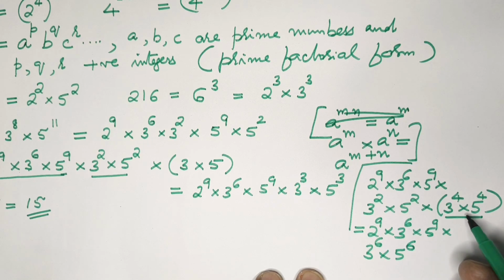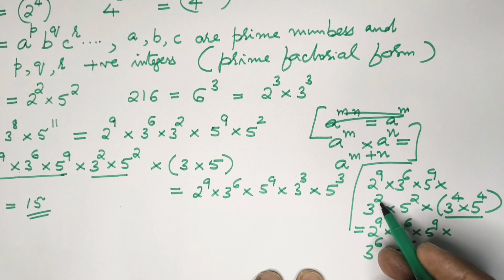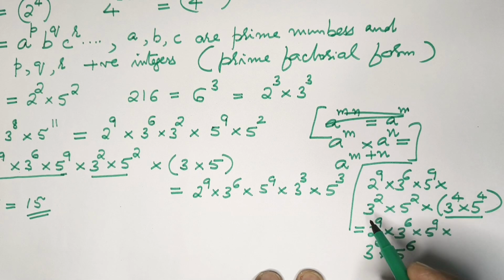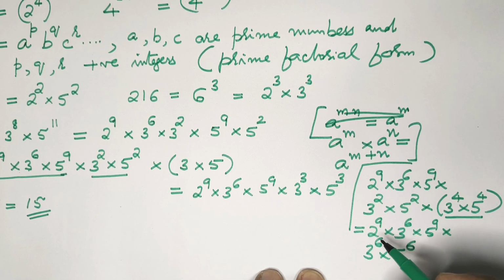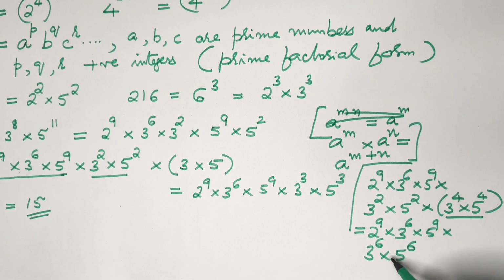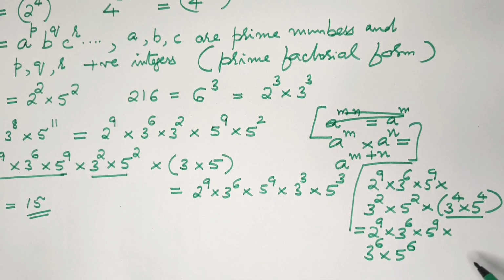When you multiply this by this number, these numbers I'm writing as they are, then 3 squared into 3 to the power of 4 will be 3 to the power of 2 plus 4, which is 6. Similarly, 5 squared multiplied by 5 to the power of 4 will be 5 to the power of 2 plus 4, which will be 5 to the power of 6. So ultimately, you are getting 5 terms with each term having exponent being a multiple of 3. That means this is a perfect cube, and this is the next multiplier or one of the different multipliers. But anyway, 15 is the smallest, so the answer is 15.